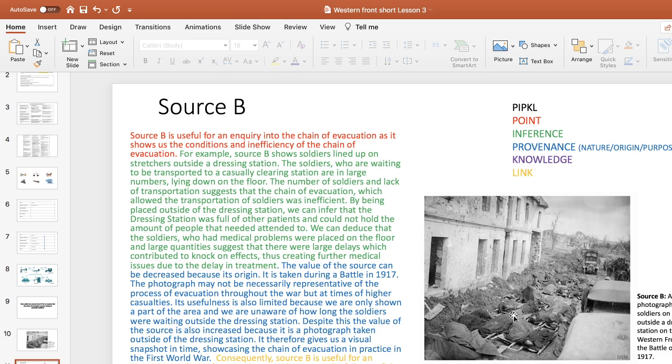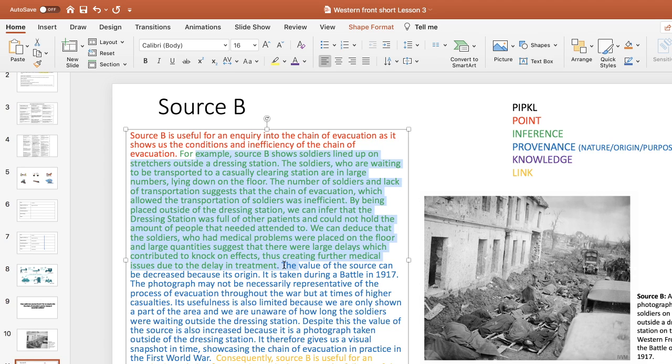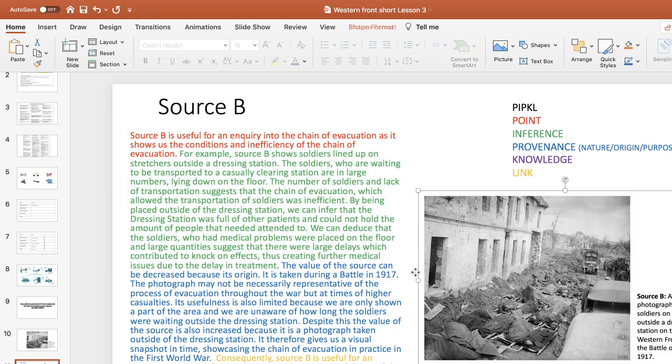Now, this is why we're making inferences. We're assuming that this is what makes it inefficient. The fact that people are lying there for God knows how long, they're going to have further delay. The fact that they're outside the dressing station in the cold European weather suggests that it's overcrowded, lack of cars, that suggests that it's inefficient. That's how you make inferences. Now, I've made quite a few, and you can do that too. Then I'm going to move on to my provenance.